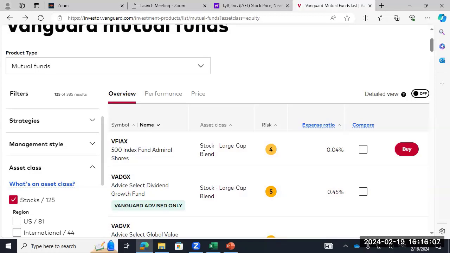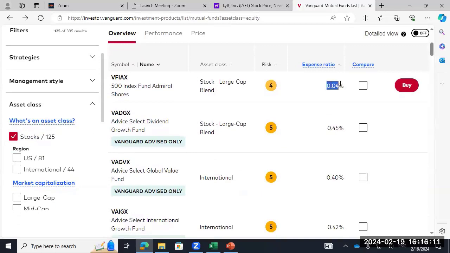What do they mean by expense ratio? Well, that's just what you pay to have this fund. That's 4 basis points. We'll talk about that later. We're talking about expenses. So 4 is really cheap.